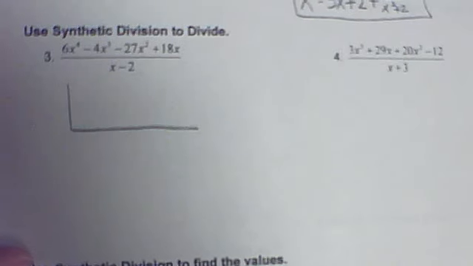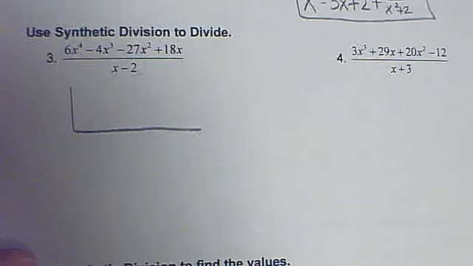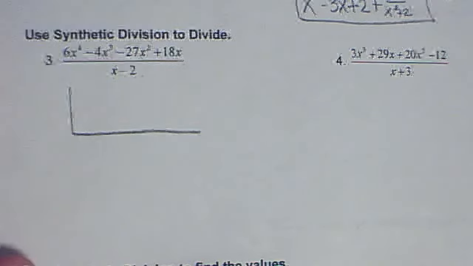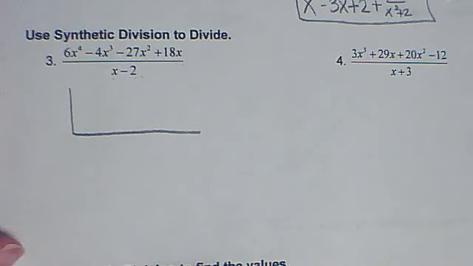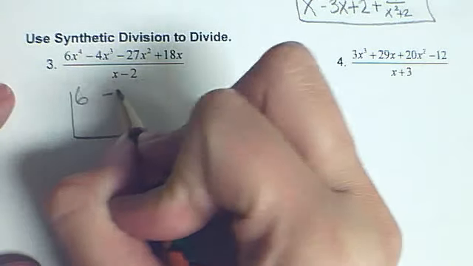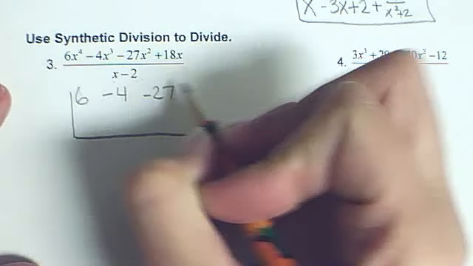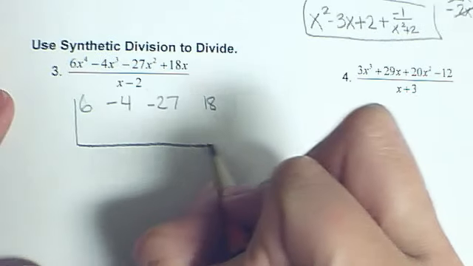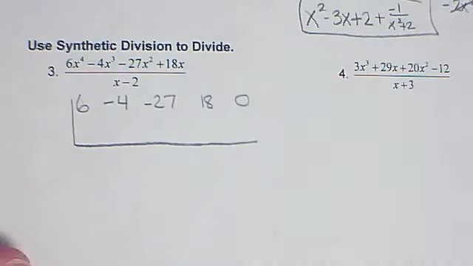Let me see if I can focus a little bit for you here. That might help. Okay, and I'm going to write my coefficients in order. So I have 6, negative 4, negative 27, 18, and 0. Again, I have the 0 because there is no number term.